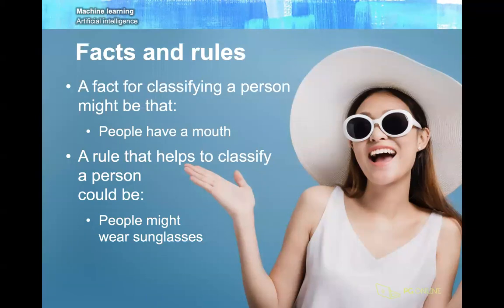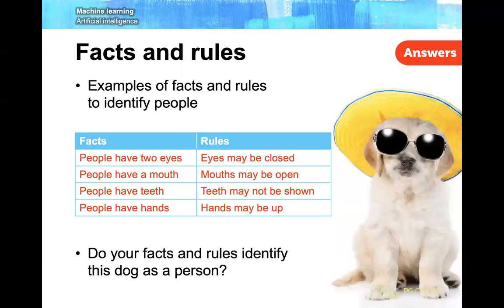Okay, so facts and rules. A fact for classifying a person might be that people have a mouth. A rule that helps to classify a person could be people might wear sunglasses. Facts and rules. So facts, we've gone through this already, is anything that's generally true. So people have 2 eyes. Is that generally true? Yes. People have a mouth. Is that generally true? Yes. People have teeth. People have hands.